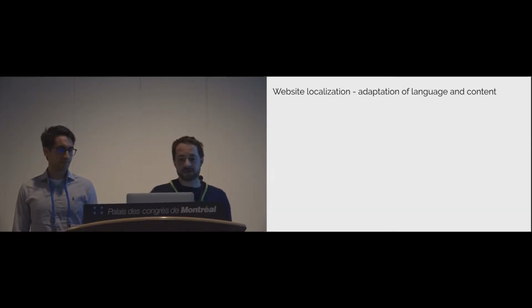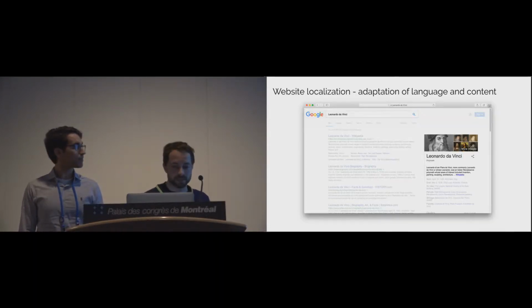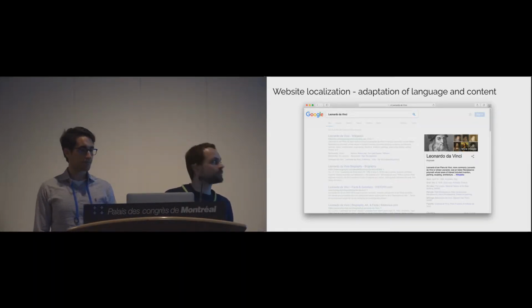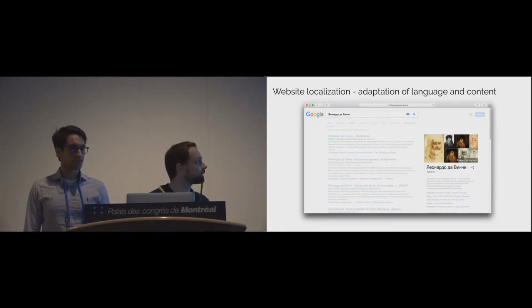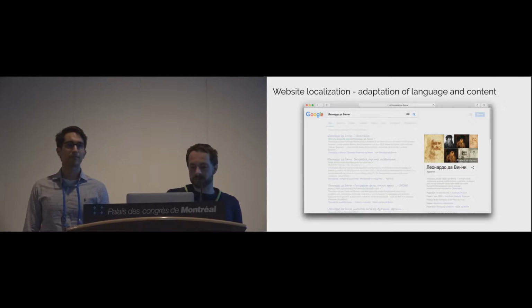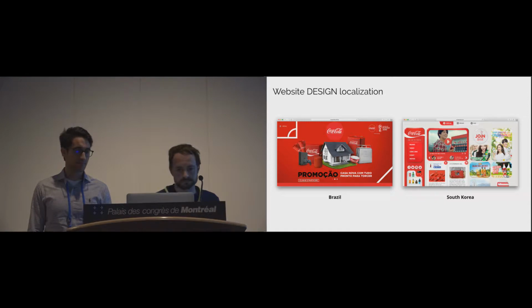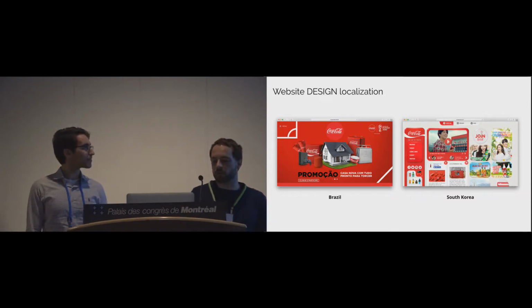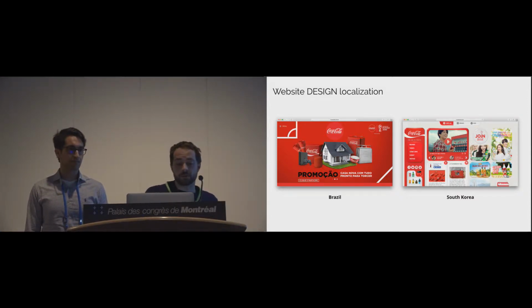Website localization translates and adapts content for a specific regional audience. For example, here you see the US Google search results for Leonardo da Vinci, and localization alters the content for Russia like this. Website design localization goes a step further and adapts the layout and stylistic elements to regional preferences. On the left, you see the Coca-Cola website for Brazil, and on the right, the version for South Korea. Besides the corporate identity, those websites look completely different.